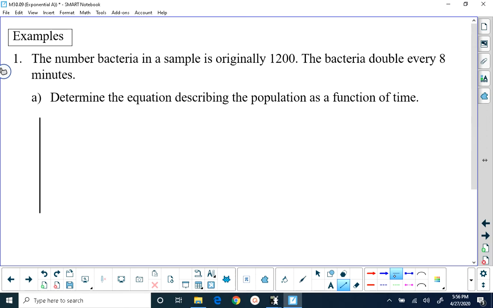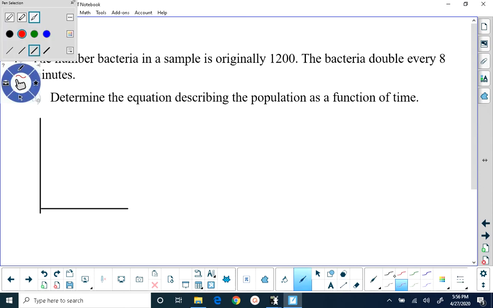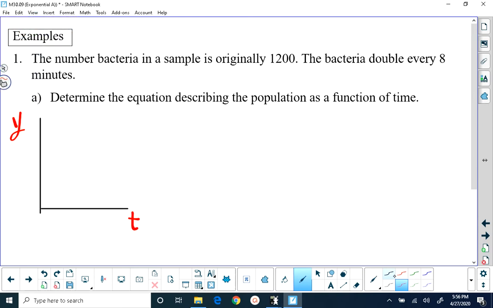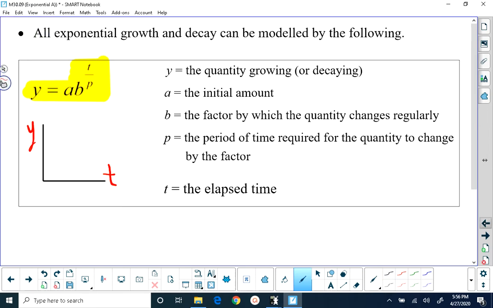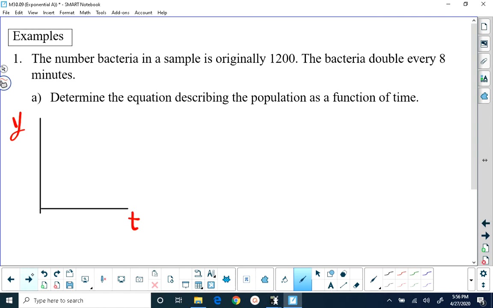What we're looking at modeling here is a function where on the horizontal axis we have time, and on the vertical axis we have the number of bacteria. We always use Y for the vertical axis and time for the horizontal. So Y is the number of bacteria. Now, what are our parameters equal to? We're asked to determine the equation describing the population of bacteria as a function of time. So we're going to be using this formula that I have highlighted here because it can be used for any exponential growth or decay. But if we're going to use that formula, we need to know the values of A, B, and P.